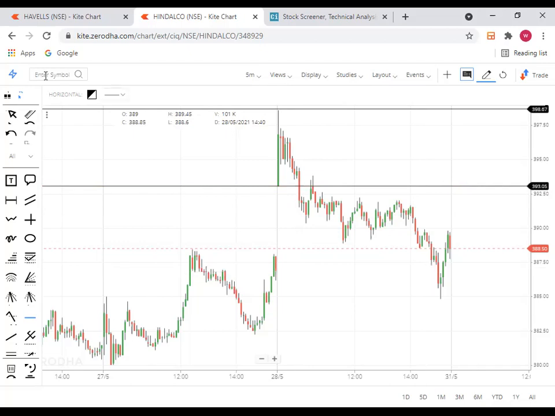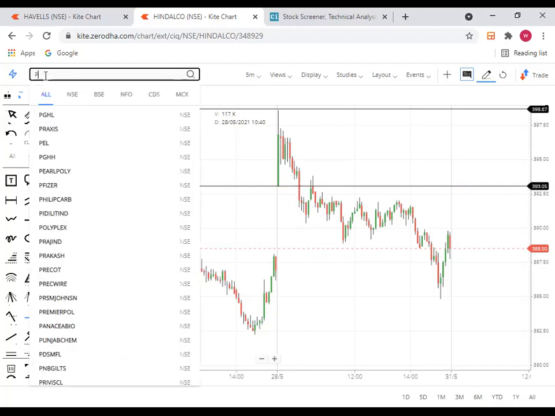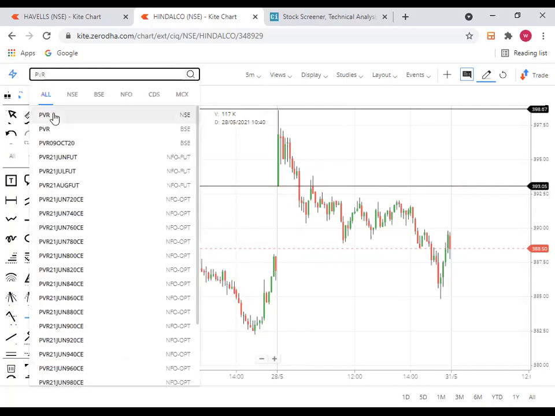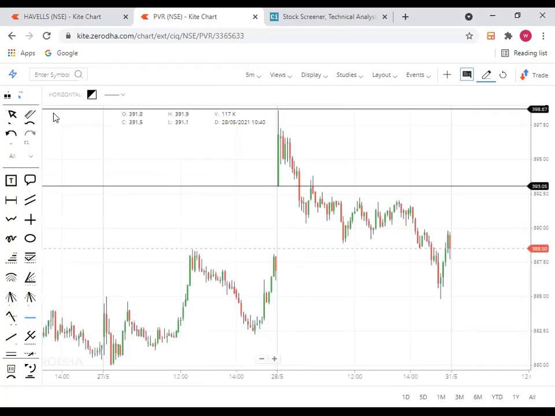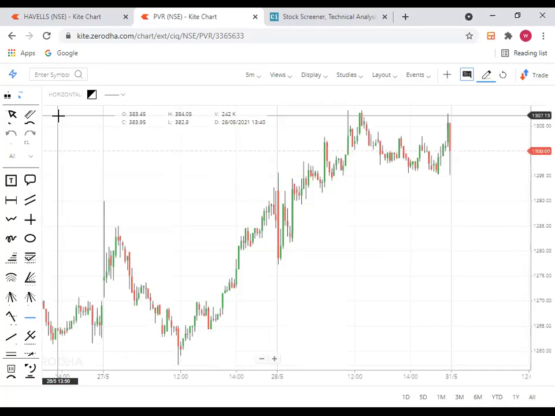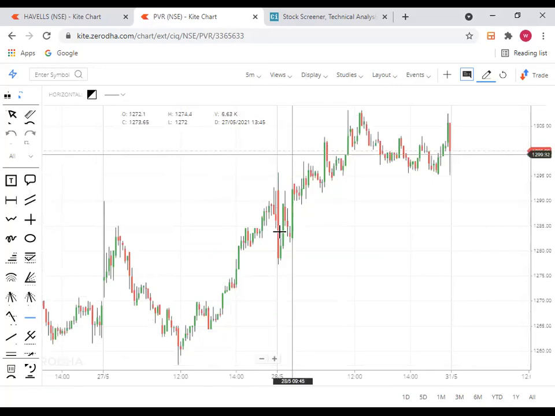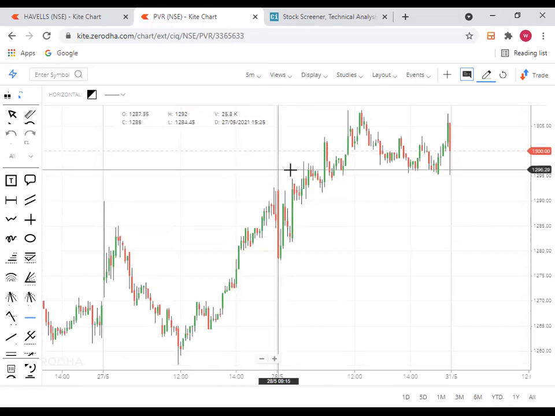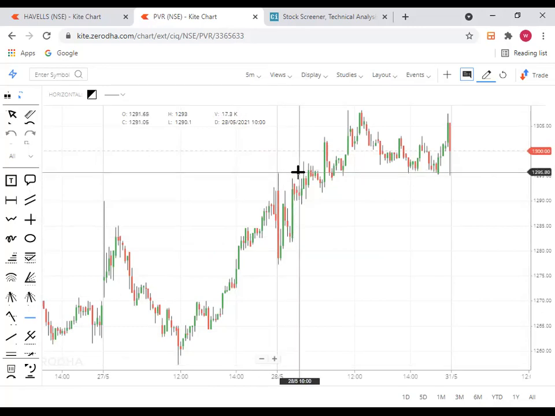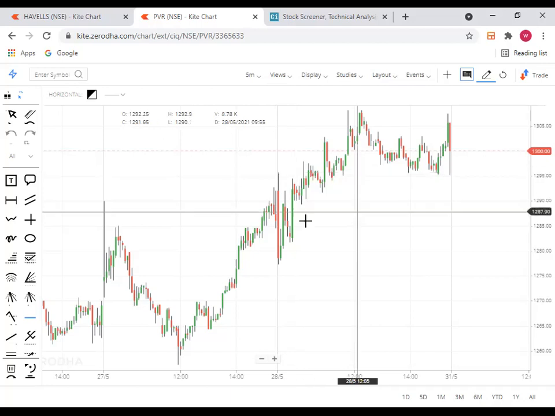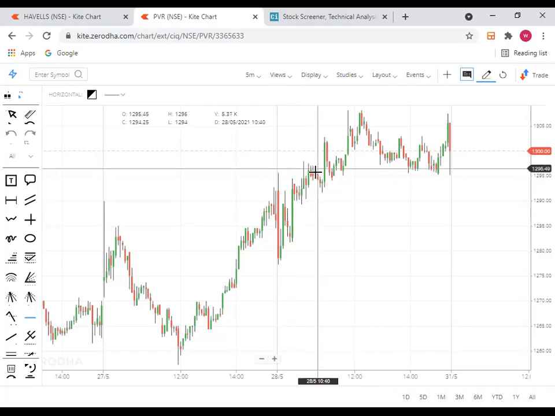And sometimes what will happen? Sometimes in between market hours also, this setup will occur. Here, for our case, we are considering first candle as mother candle only. But sometimes we will get in between market hours also. This is my favorite stock, that is PVR. In this PVR, what happened?